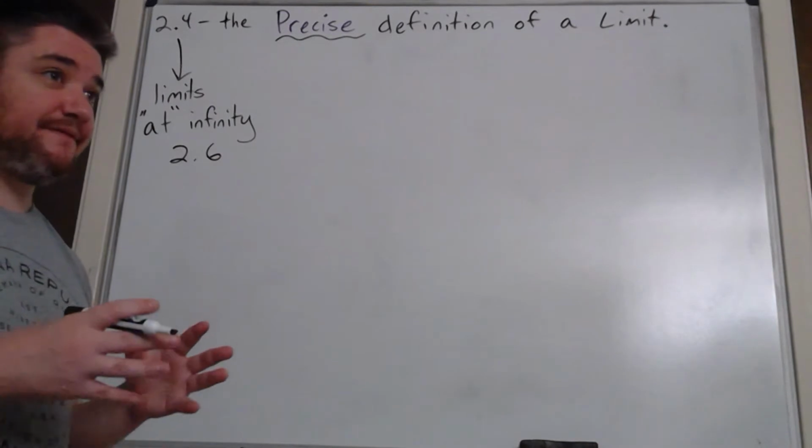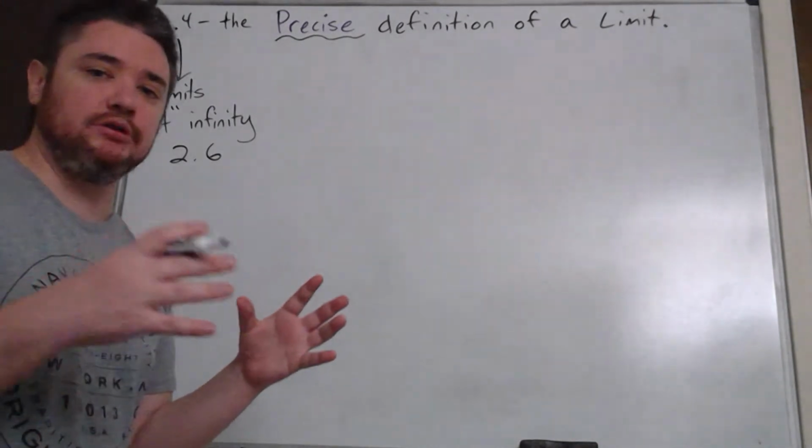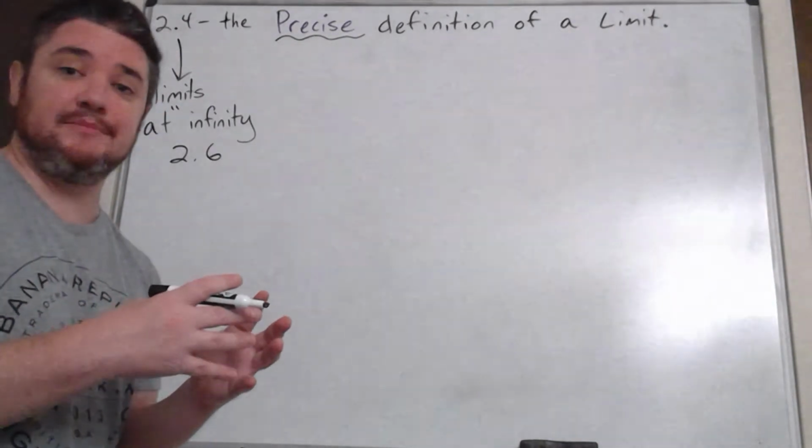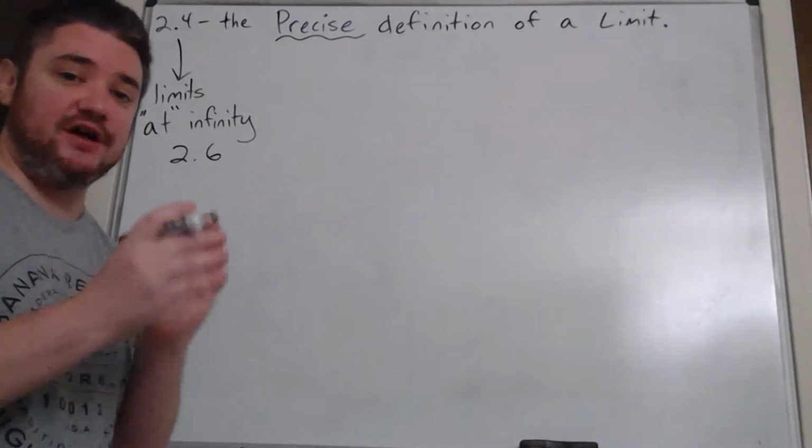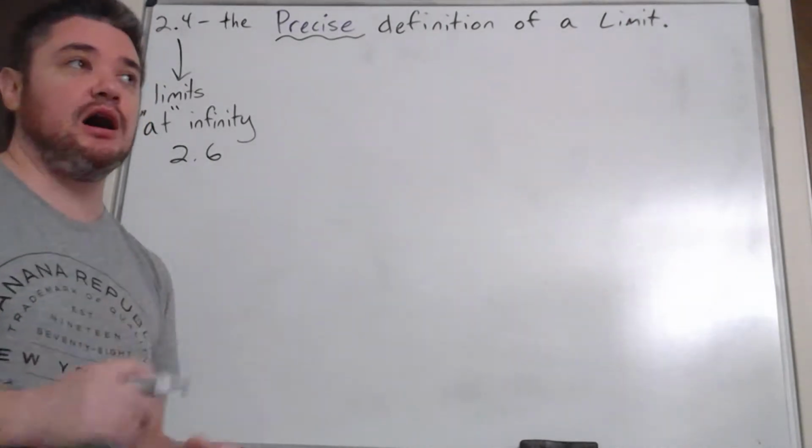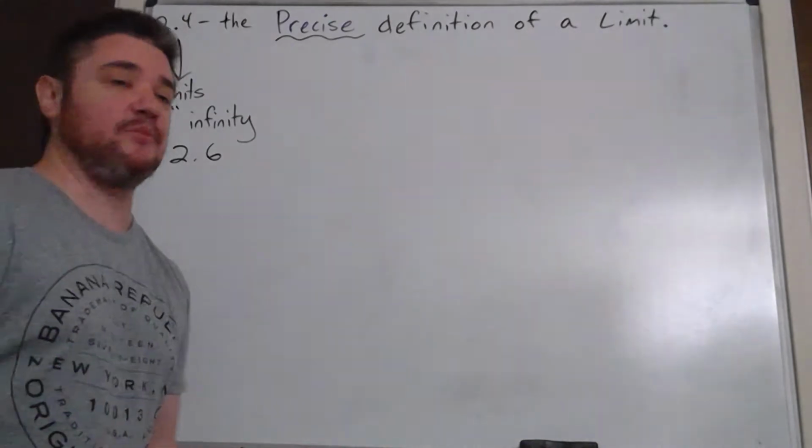Which is sort of, if you put a restriction on how close you want the outputs to go to a certain limit, then if I can find a certain little window of inputs that work, then that's what we mean when we say a limit exists.